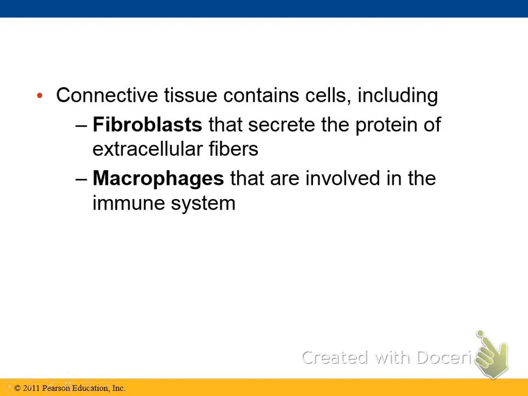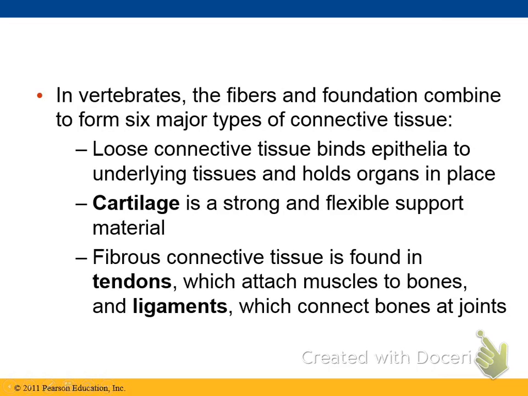Connective tissues contain cells including fibroblasts, which secrete the protein of extracellular fibers, and macrophages, which are involved in the immune system. In vertebrates, the fibers and foundation combine to form 6 major types of connective tissue. Loose connective tissue binds epithelia to underlying tissues and holds organs in place. Cartilage is a strong and flexible support material. Fibrous connective tissue is found in tendons, which attach muscles to bones, and ligaments, which connect bones to joints.